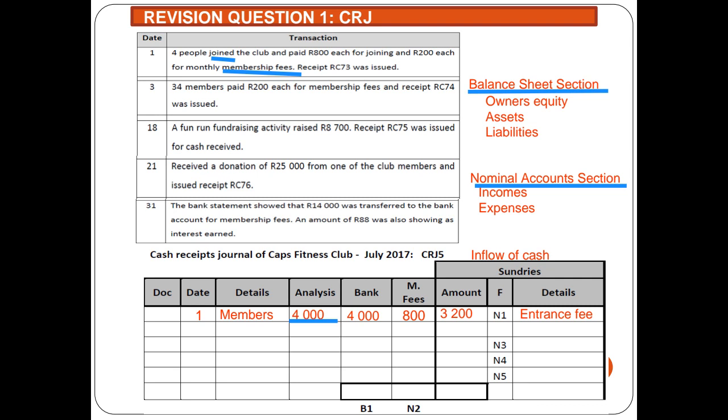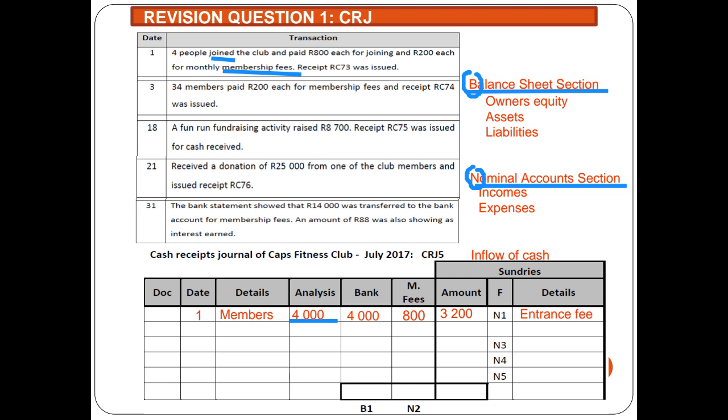Okay, guys. For now, I want you to know this the way I put it there. Can you see the first 3 are under balance sheet, and the second 2 are under nominal. Let me draw it. Can you see this B stands for balance sheet? This N stands for nominal. Everything that is owner's equity, assets, liability will have a B. Everything that is income or expense will have N.